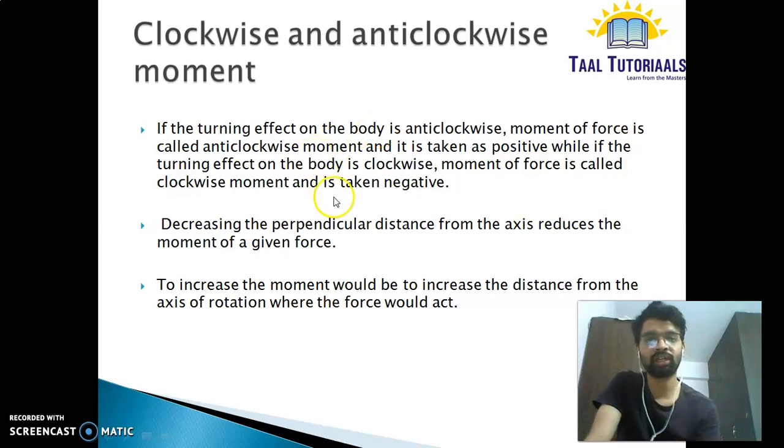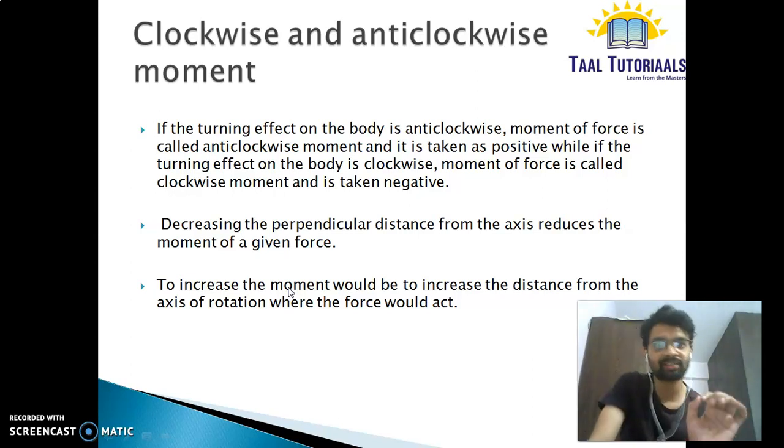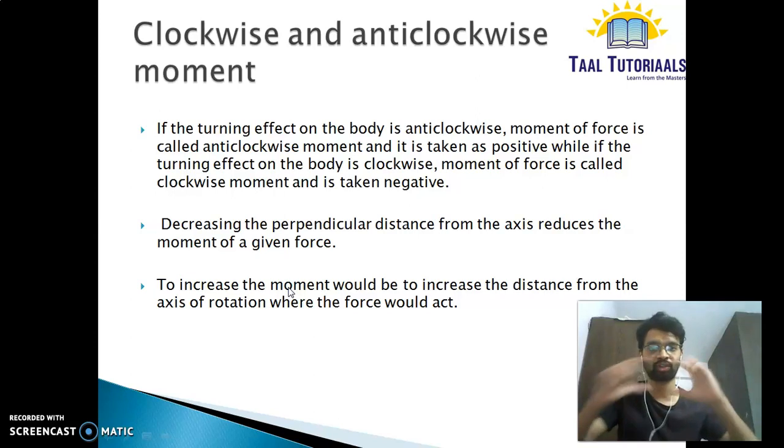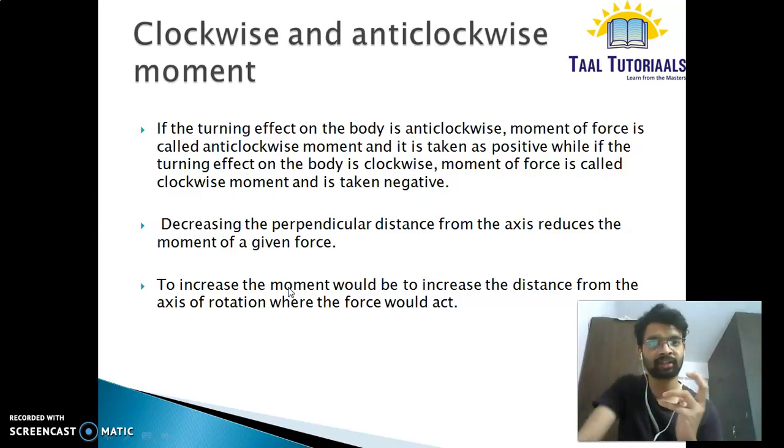See how to decrease the moment of force. If we decrease the perpendicular distance from the axis, it also decreases the moment of that given force. And how to increase the moment? To increase the moment, we always have to increase the distance from the axis of rotation where the force acts. This will increase the moment.